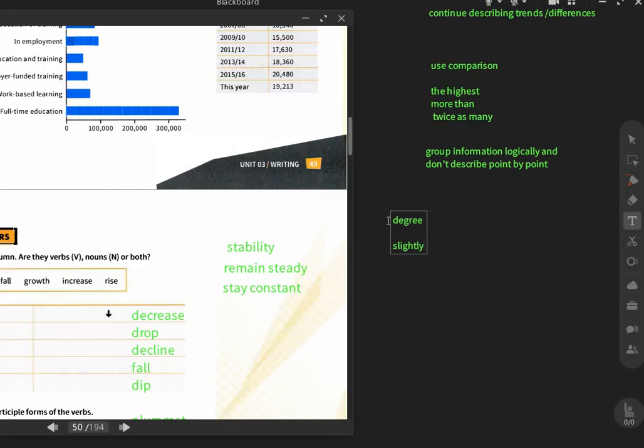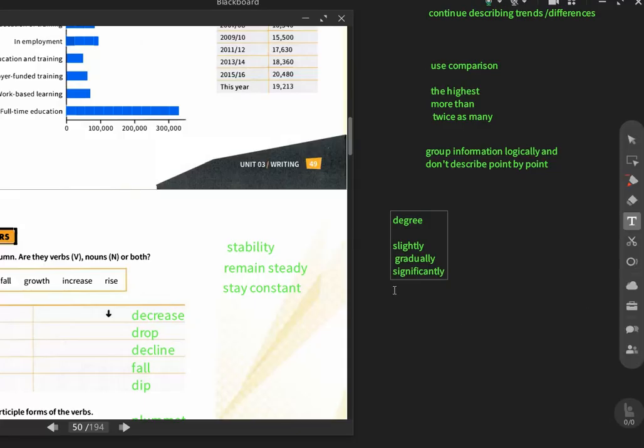Slightly, not quickly, step by step, gradually, and significantly. You want to add degree. For example, you are talking about, I don't know, increase or rise or maybe decrease. So, of course, you need to add degree. So, how it rose, how it increased, how it decreased. Okay, so that's really important.